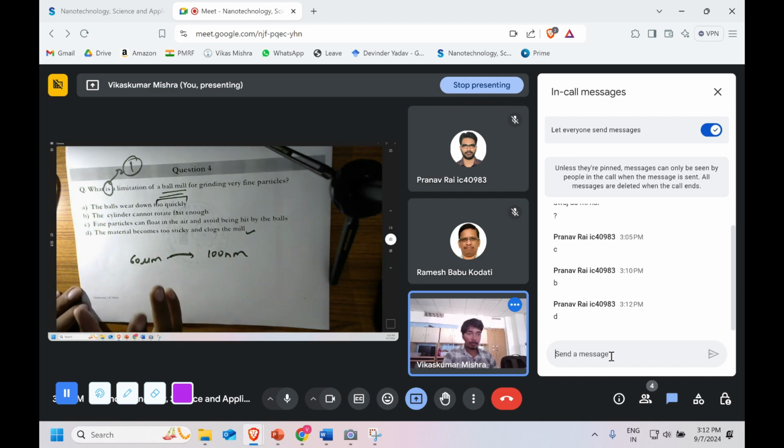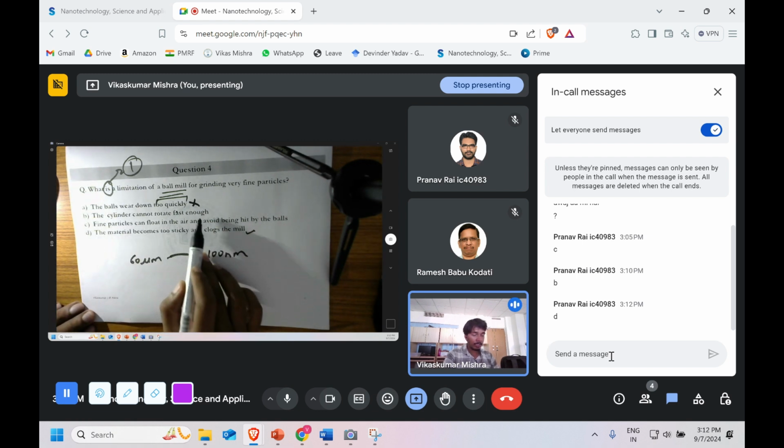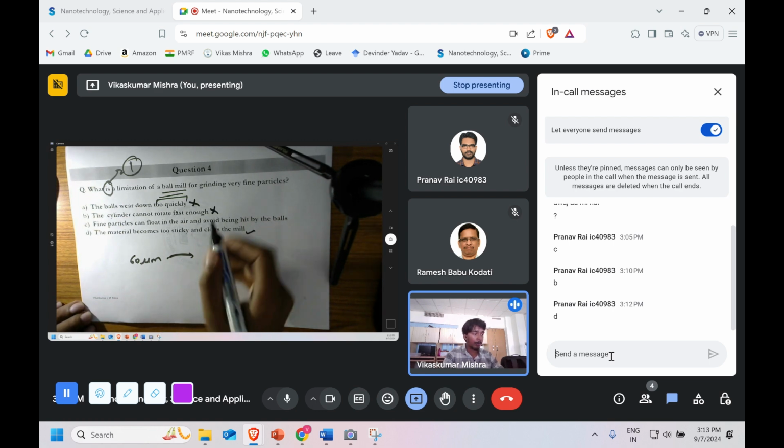Let me tell you, if we are using the zirconia ball for the milling, in most applications, in most mixing of the powder, we use the zirconia ball. One can use this multiple times. So it will wear down, but not to a very large extent. So that option is incorrect. The cylinder cannot rotate fast enough. That is again incorrect because the rpm is in our hand. We can increase the speed as we want.